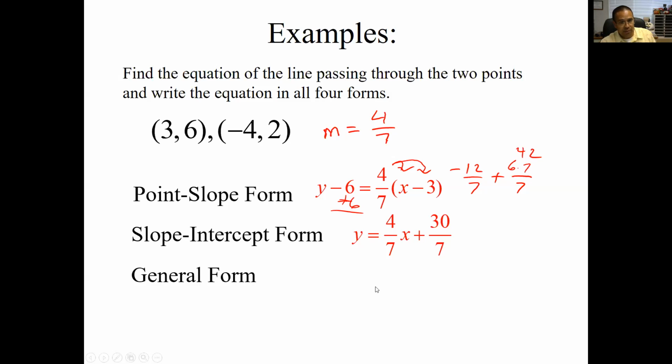And then what about general form? Be careful. And Francisco, I would take that. You don't have to change it to a mixed number. You could leave it 30/7. But if you really want to divide it and write 4 2/7, that's okay. Anyone got general form? There should be no fractions or decimals in general form.